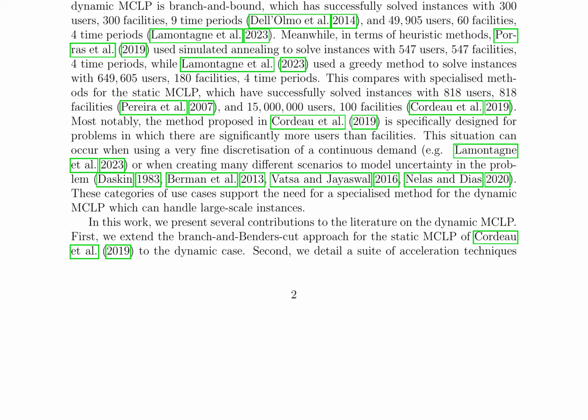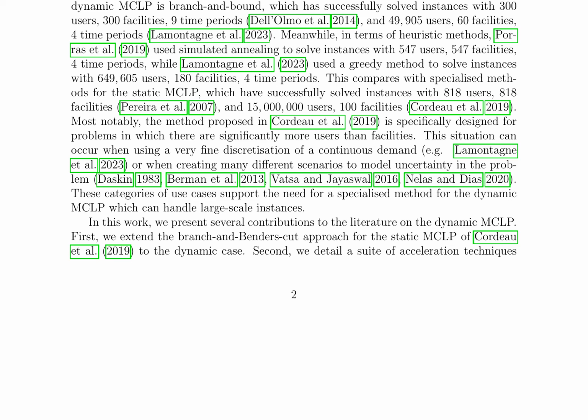The framework for embedding a local branching approach within the branch and Benders cut method is presented, defining a modified main problem and necessary subproblems, reliant on a distance metric. A new distance metric for the dynamic MCLP is proposed, providing a novel solution method for the problem.